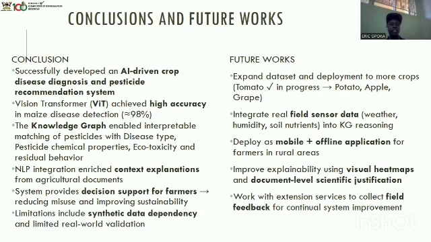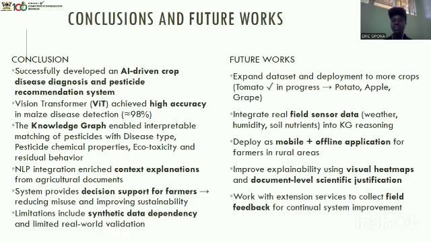So the conclusion and future work. We developed an AI-driven crop disease diagnosis and pesticide recommendation system, like I've said before. It has a high accuracy of 98% for maize. The knowledge graph was also highly interpretable, matching all the relations we needed in the system. So contextual explanation was highly achieved. Then decision support for farmers was also highly achieved. The limitation is that it was still synthetic-data dependent, since some of the data we got by ourselves.